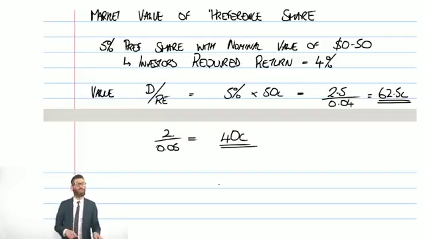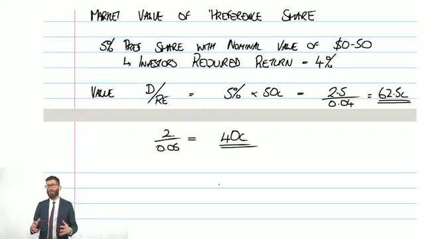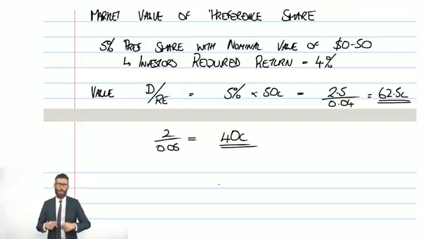So logic should guide you. If the investor's required return is greater than the actual dividend that is paid, it will be trading below its nominal value. By contrast, if the investor's required return is lower than the dividend percentage, it will be trading above. And that principle in essence works for all of these debt calculations.